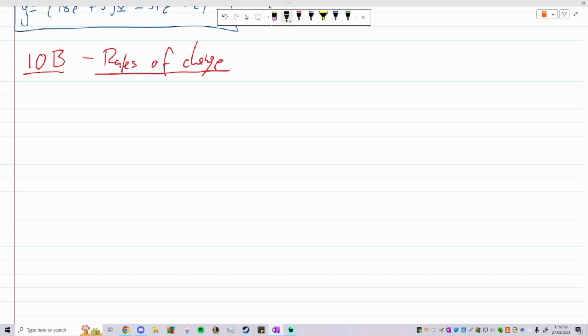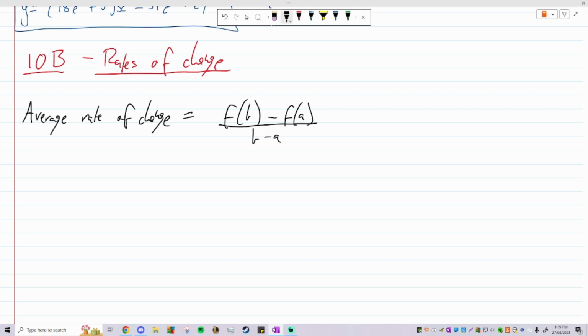Now, I actually think we have talked about this before, but all it is, average rate of change, the average rate of change equals f of b minus f of a over b minus a. So essentially like the gradient. It's the same thing as what we've been doing for gradient. Average rate of change, I think we did talk about it before.